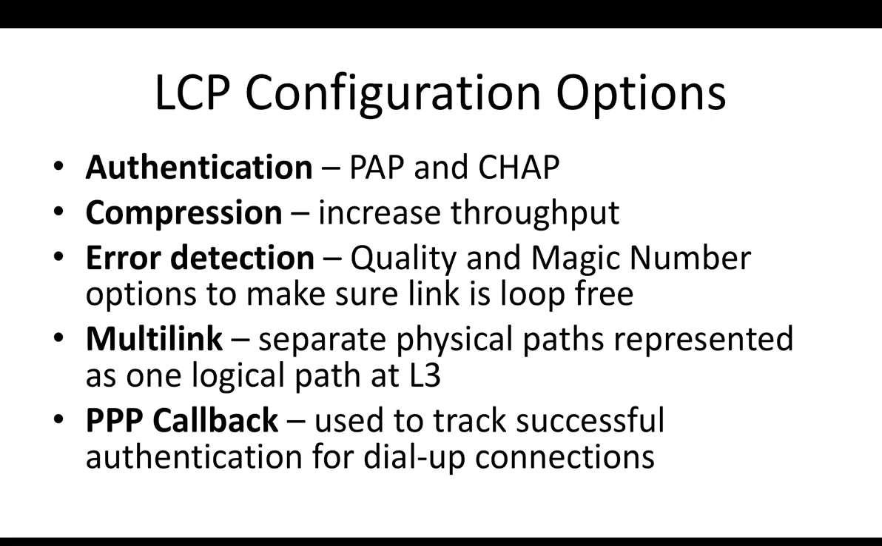So for example, if you took two T1 lines, LCP would show them up as one line of 3 megabits per second. And then PPP callback, which is where the client will call the remote server, which is your ISP. Once the authentication and everything goes through, the ISP will hang up and then call the client back, which is really nice for billing and getting accurate, real usage of how this link is being used.